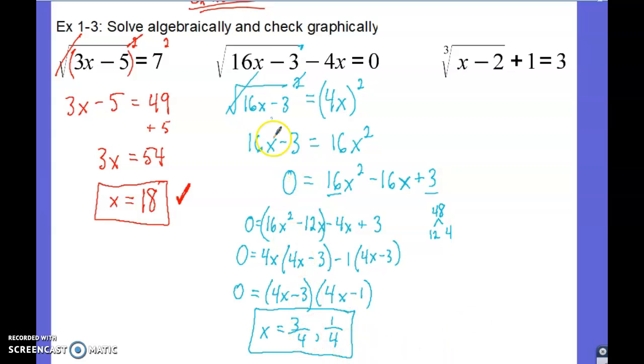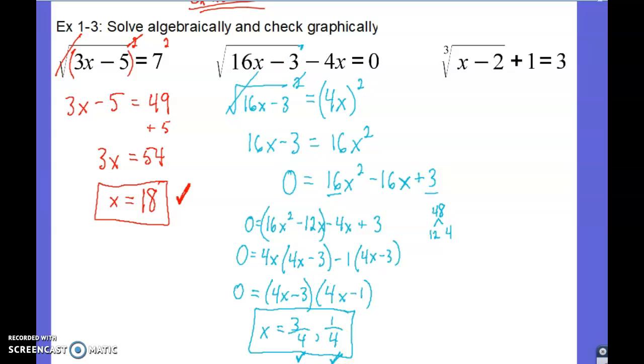Is if you were to plug in 3/4 into the problem up here, let's see, well 16 times 3/4, well 16 divided by 4 is 4 times 3 is 12, minus 3 is 9, square root of 9 is 3, minus 4 times 3/4 would be 3, and 3 minus 3 is 0, so that worked. I'm doing this in my head, by the way. And plug in 1/4, well 1/4 of 16 is 4, minus 3 is 1, the square root of 1 is 1, 4 times 1/4 is 1, 1 minus 1 is 0, so both of these answers work. Okay.